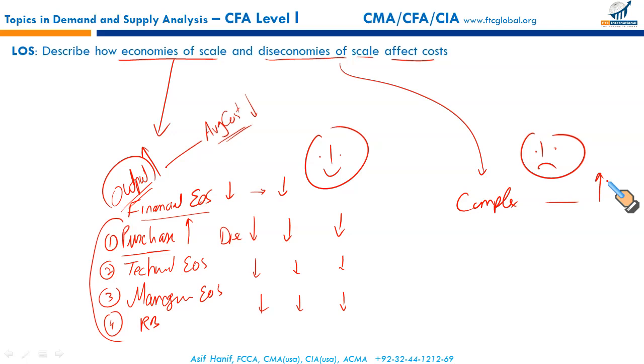And this feeling would reflect in their work efficiency, hence lower output or substandard output will cause your average cost to go up. This is called the diseconomy of scale, because of communication issues, because of workers' alienation or workers' dissatisfaction.